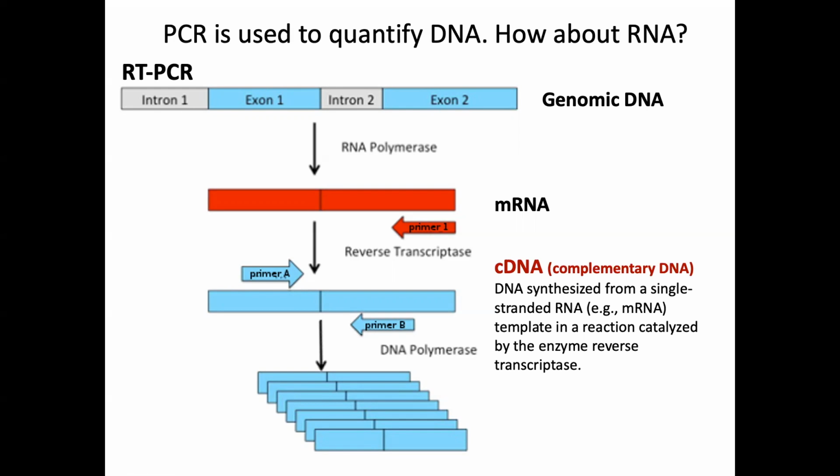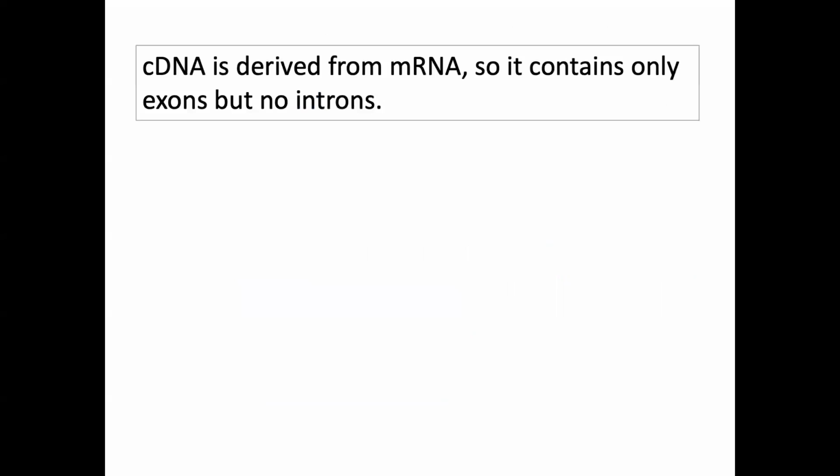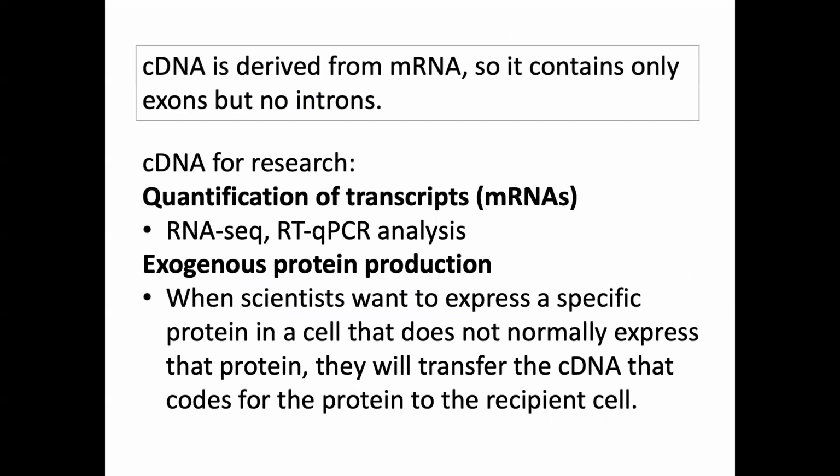Okay, then let me ask you a question. What is the difference between genomic DNA and the cDNA in their sequences? So the answer is here. Because the cDNA is derived from mRNA, it contains only exons but no introns, all right? So now we learn that cDNA can be used to quantify the level of mRNA by RT-qPCR analysis.